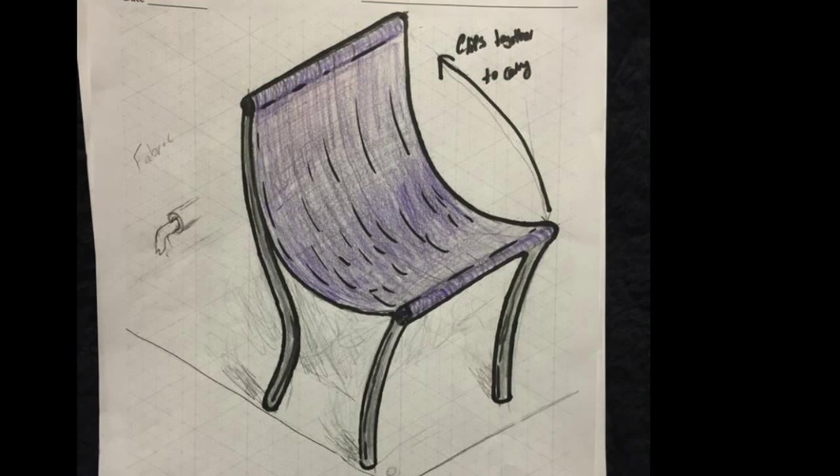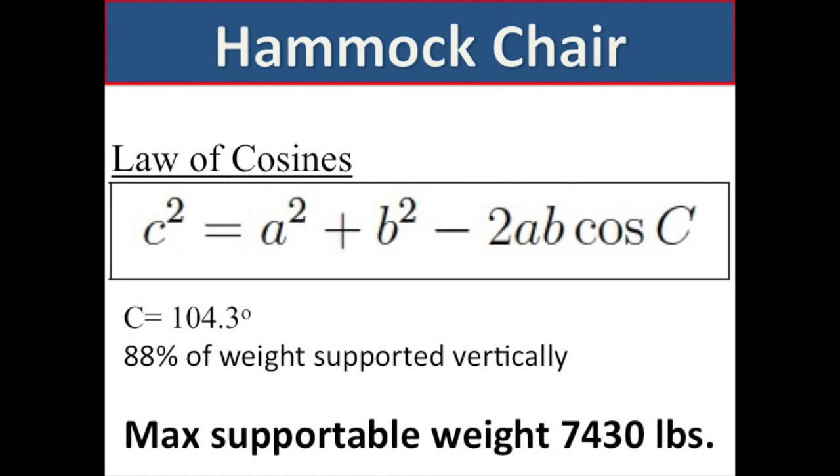It was inspired by kangaroo pouches. We used the law of cosines to determine the angle between the arms of the chair, and thus the percentage of weight held by the top and bottom portions.